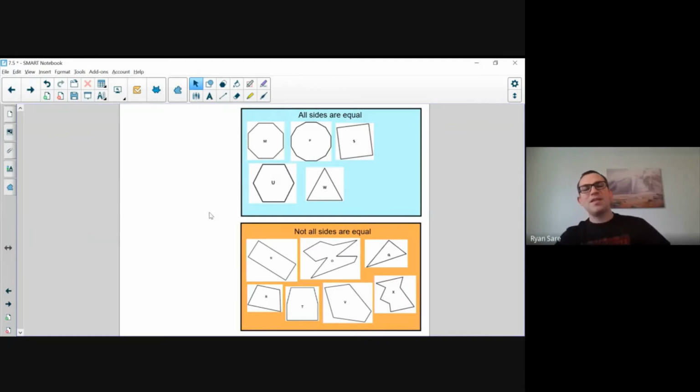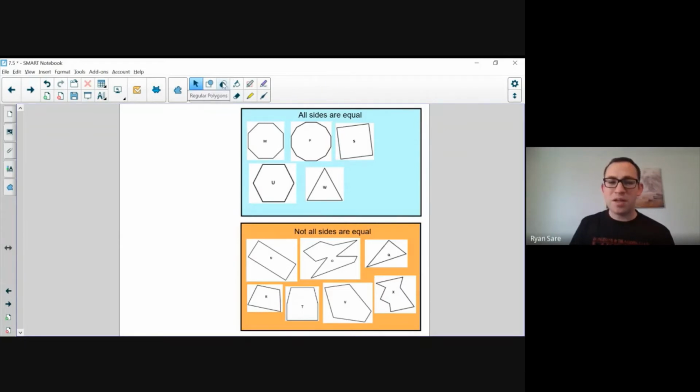Now, that's interesting. All of these shapes up here where all of the sides are equal, it also looks like all of the angles are equal. And so they're all regular polygons. And that term regular isn't used in the normal sense of the word regular. When we're talking about shapes, regular just means that all of the sides are equal and all the angles are equal. So when I say this is a regular octagon, that's exactly what it's describing.